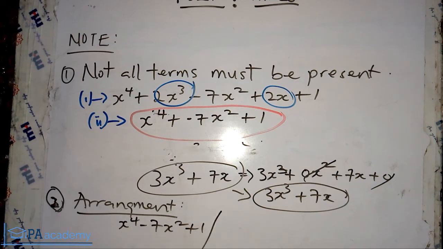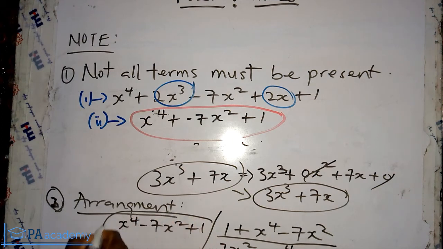It's still the same thing if you have it as 1 plus x raised to the power 4 minus 7x squared, or you have minus 7x squared plus x raised to the power 4 plus 1. We are still saying the same thing, but it's always advisable to leave it like this, in decreasing order of the power. So that is it for part 1 of this video.